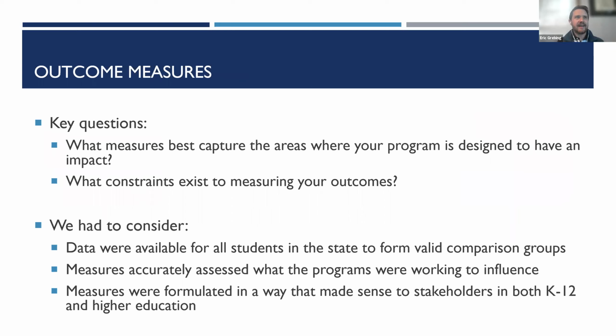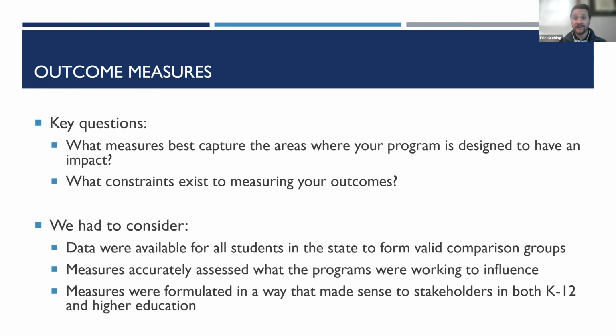I want to present here that when you're thinking about outcome measures, this is generally one of the more straightforward components of evaluating a dual enrollment program. But there's a couple of key questions that you want to think about, because there are myriad things that you can measure, and the right decision for one program may not be the right decision for another program. So you want to think about, first of all, what measures are best capturing the areas where your program's designed to have an impact. Almost as importantly, you also want to think about the constraints that exist. These are things like, are the data actually available?